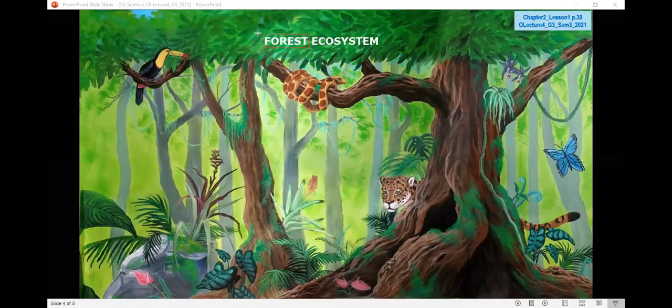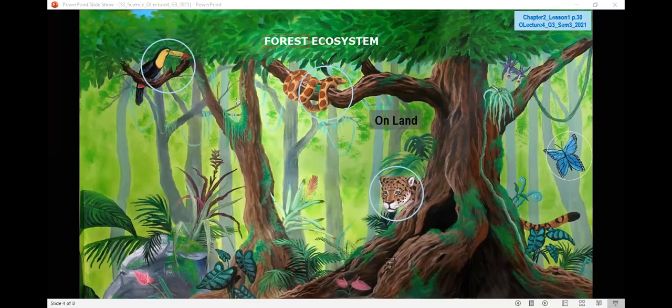Ecosystem. Give me names of living things in this ecosystem. Snake, bird, tiger, lion. What else? Is there any other animal that appears? Butterfly. What else? Zebra.